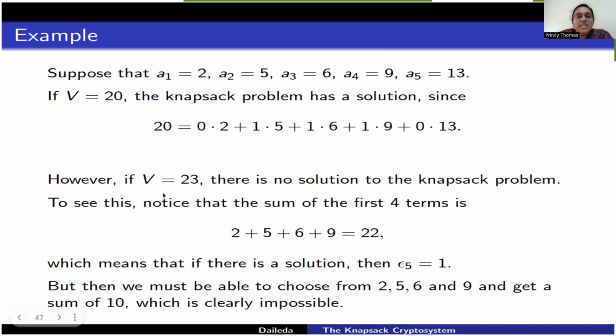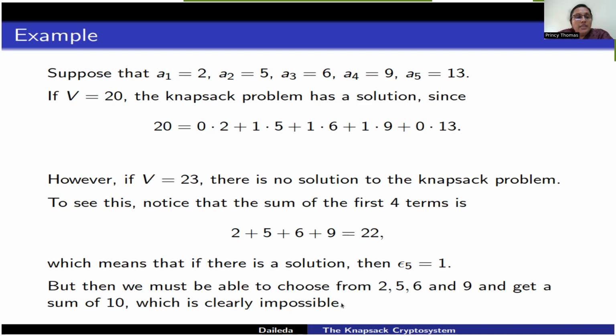But say that our V is equal to 23. Let's check whether there is a solution. There is no solution to the knapsack problem. And see what we are going to do. We notice that if we add 2 plus 5 plus 6 plus 9, these numbers give 20. 20 plus 2 is 22, then we need 1, which is not there in this particular set. So all epsilon 1, epsilon 2, epsilon 3, epsilon 4 are 1. If we put epsilon 5 equal to 1, it is not a solution.